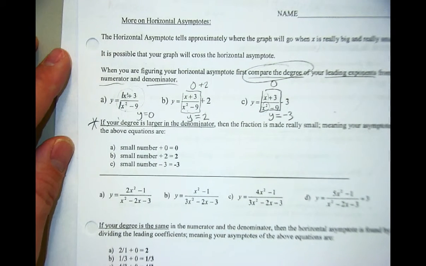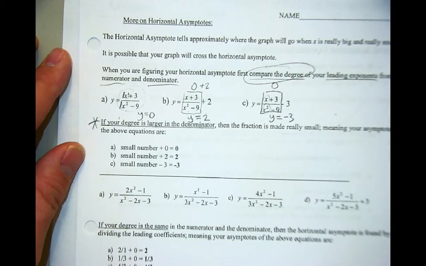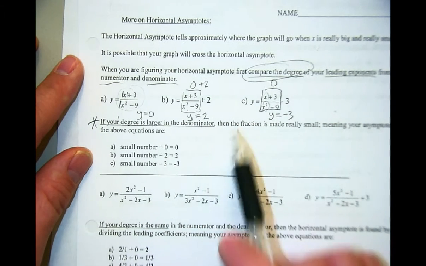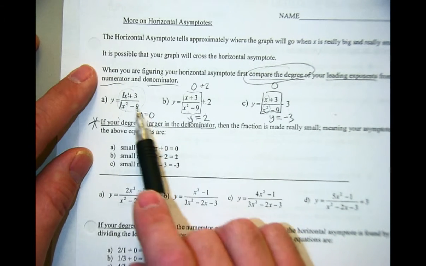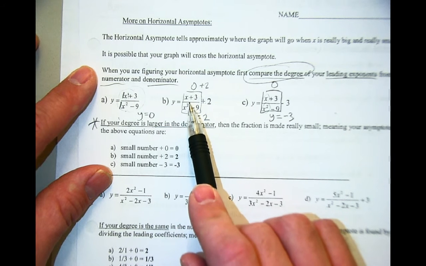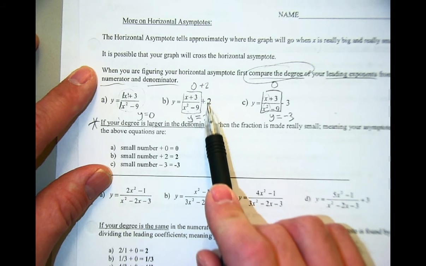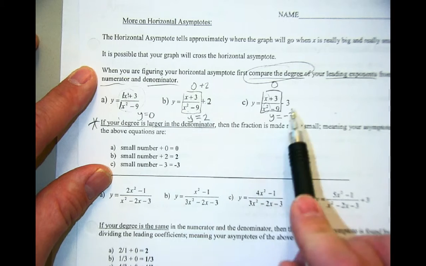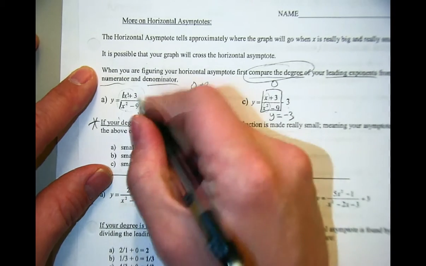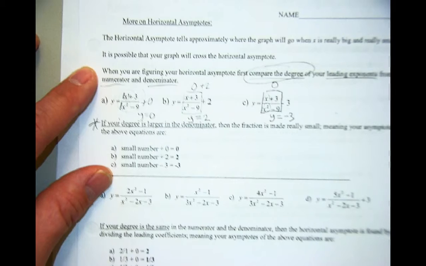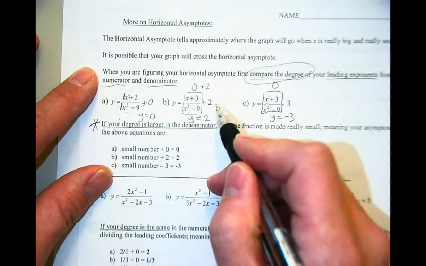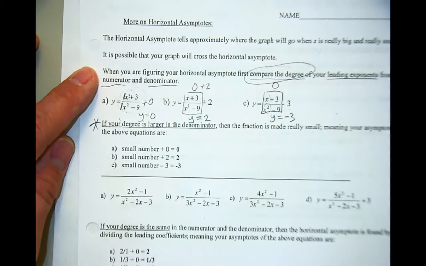Is it just a coincidence that it's the same as your outside term, like the +2 and the -3? No coincidence. If your degree is larger in the denominator than the numerator, your asymptote's always going to be your k value. Always. So here we just had +0 out here. It's your asymptote, because you're not getting any contribution from the fraction, or a very minor one.